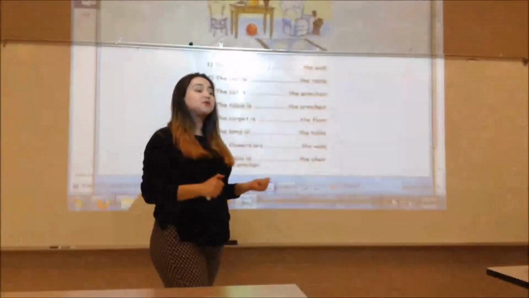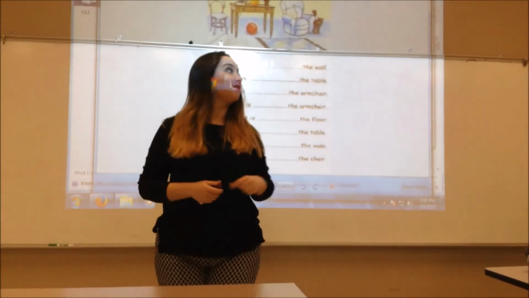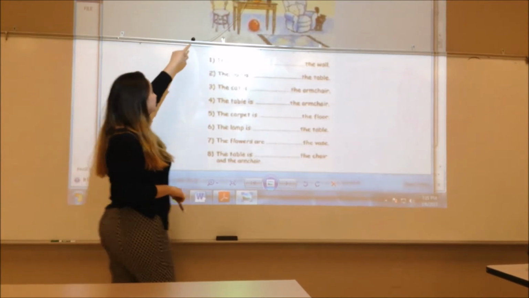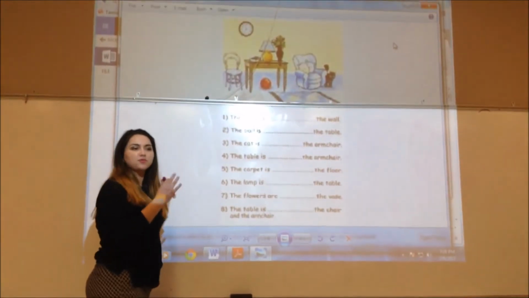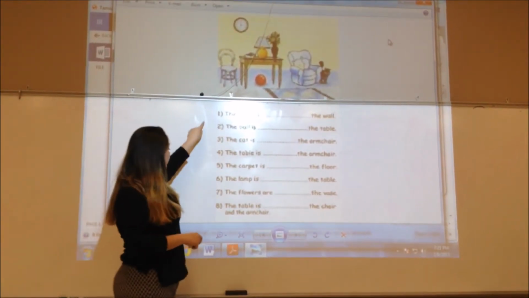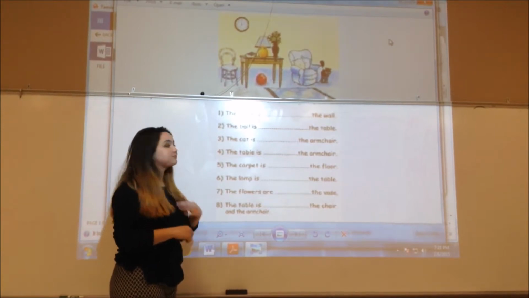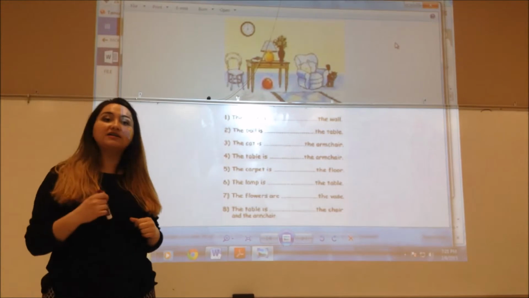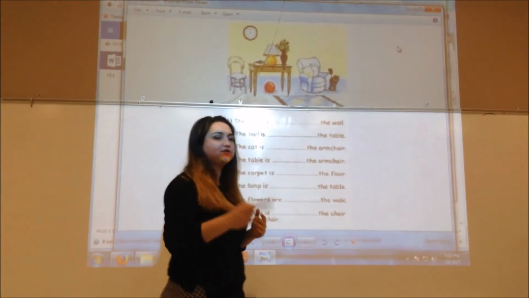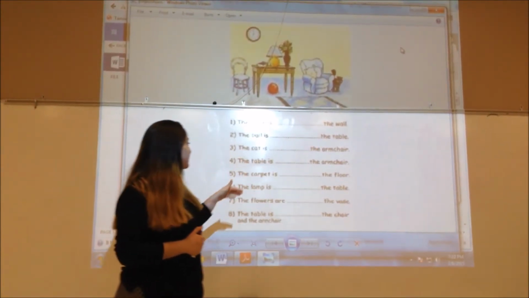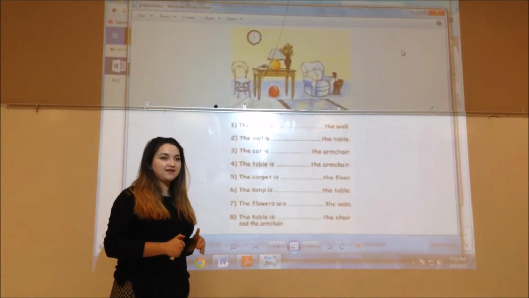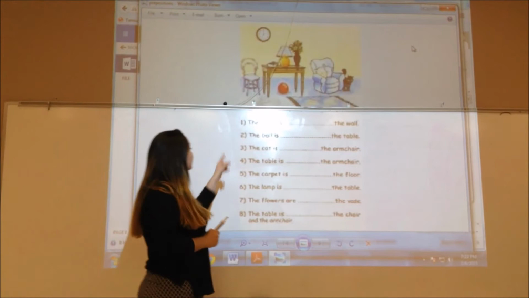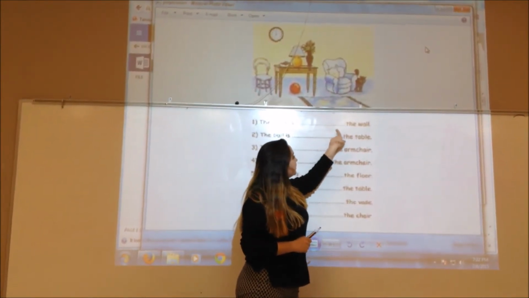Okay, now that we have reviewed what a preposition is, we're going to do a little activity, okay? So we have a picture on the top. It's a picture of a room, right? And then we have 8 sentences with blanks. Together, we're going to fill in the blank for the first 2, and then I'll choose you to come and fill in the blanks of the rest of the sentences. Okay? So let's do number 1. It says, the clock is blank the wall.